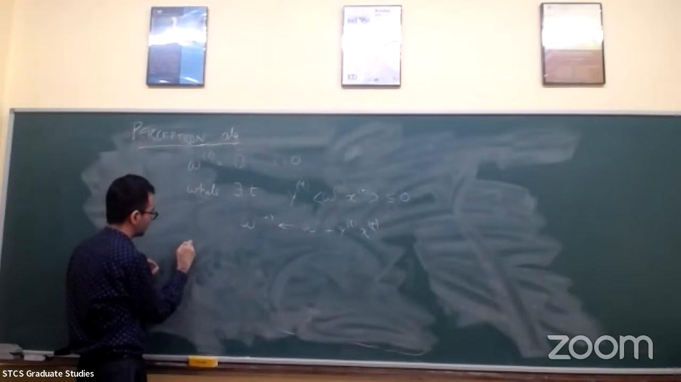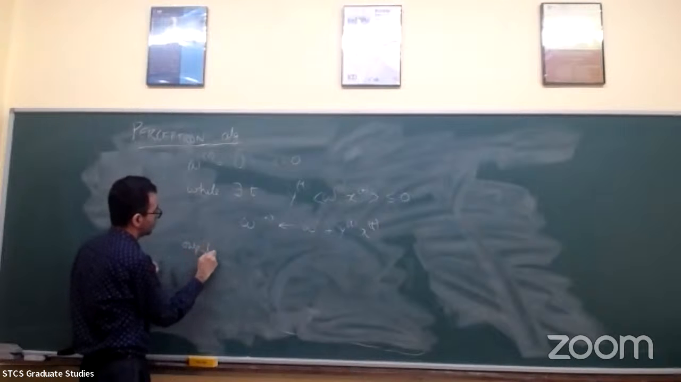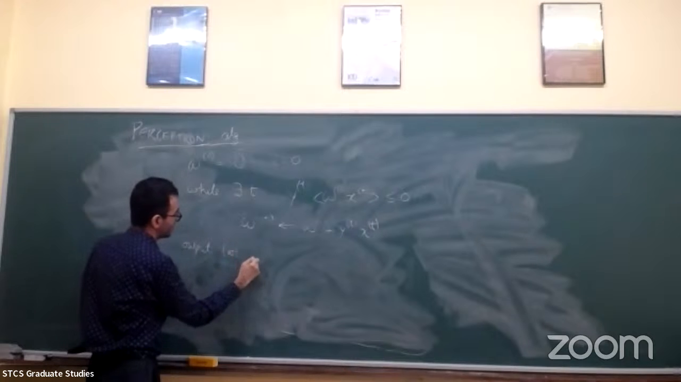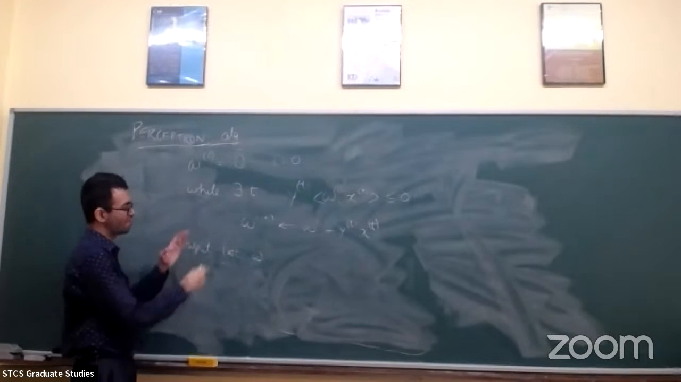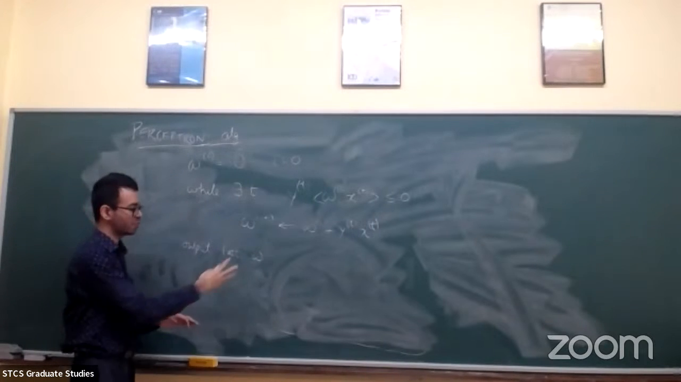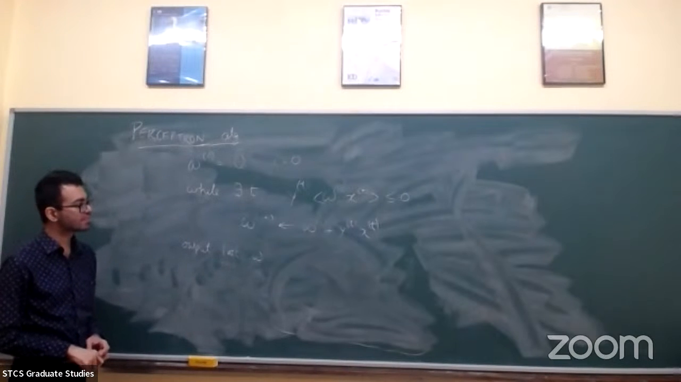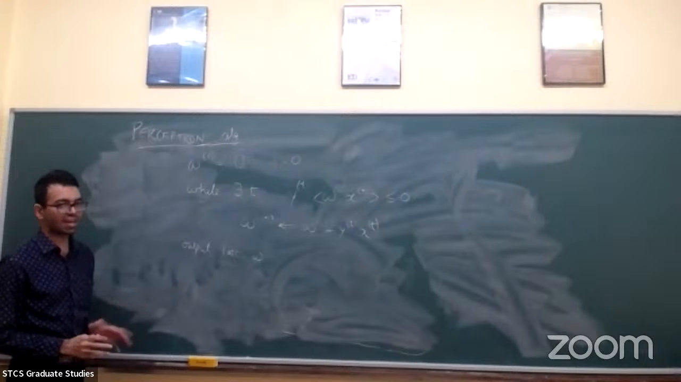Yeah, so just output the last one. I'm not writing it formally, but yeah. When this loop finishes, there's some output for that. Okay, so is the algorithm clear?